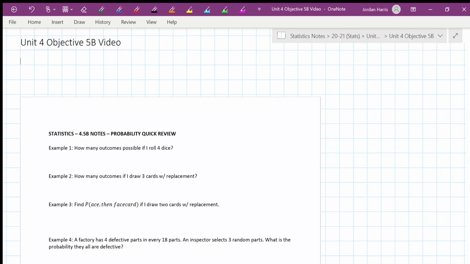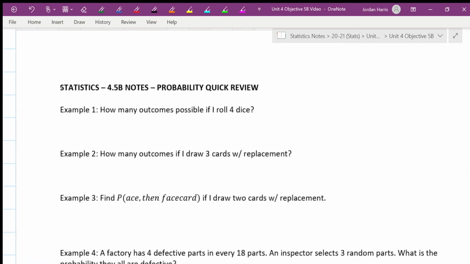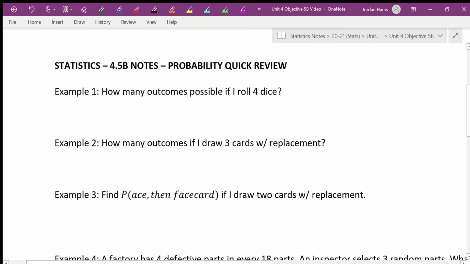This is 4.5b, probability quick review. So instead of moving on to the next section, since we have a lot of things we've learned about in this probability section, we want to just review them real quick before we go on.